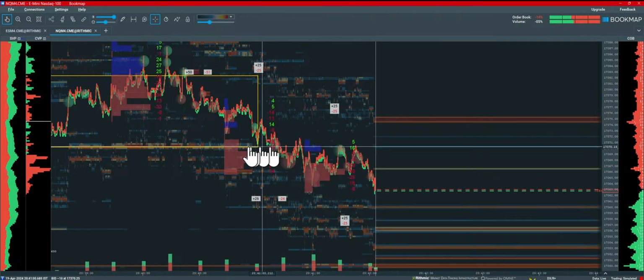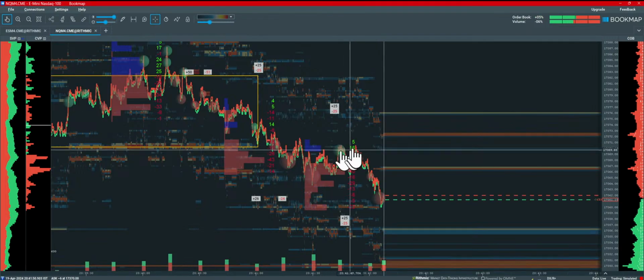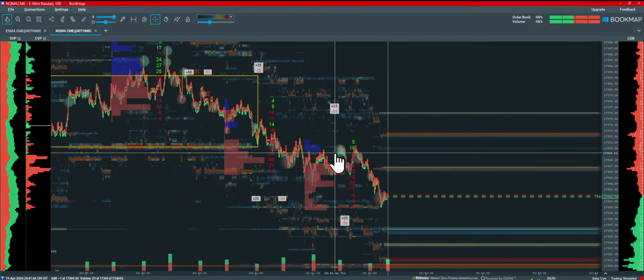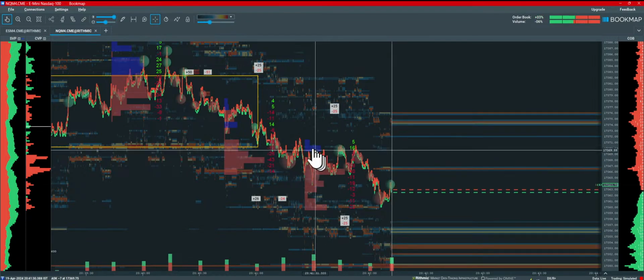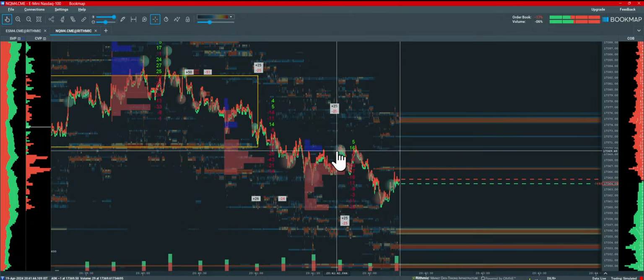So for example, this was the range that I drew. It came here, and this was the pullback where I would have entered. Would I have entered here? No, because again, this buying is not enough for me. What I want to see is a good absorption of sorts.